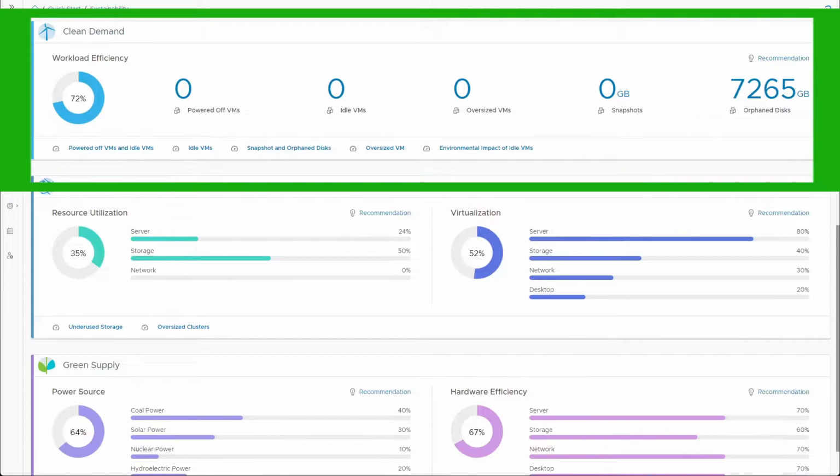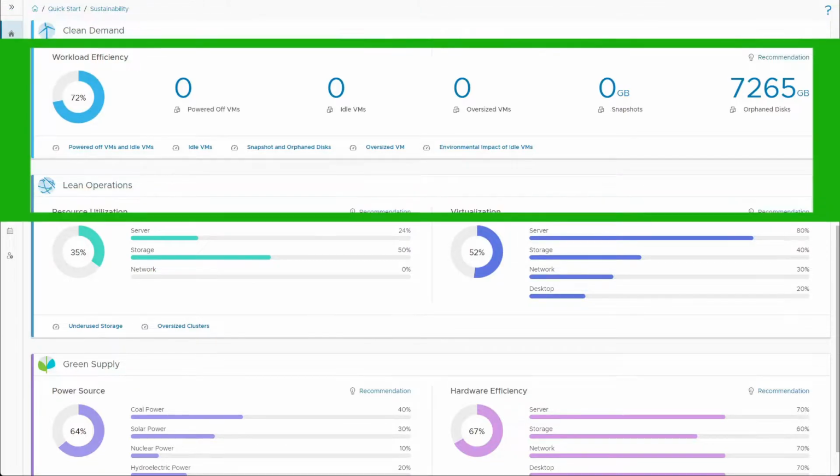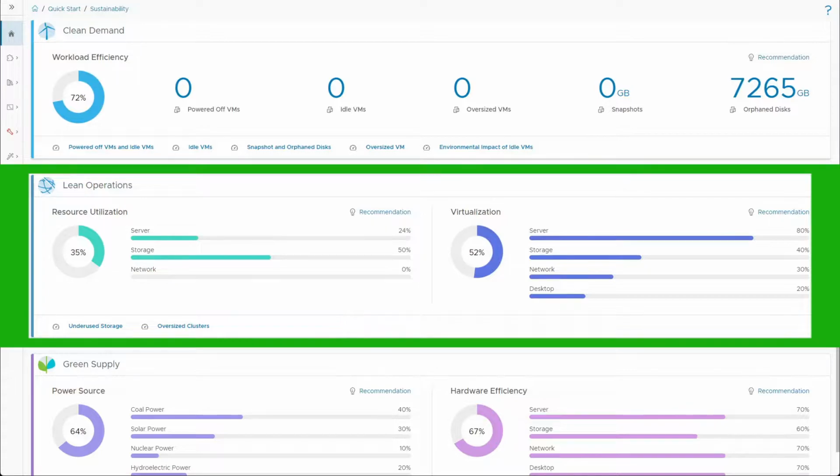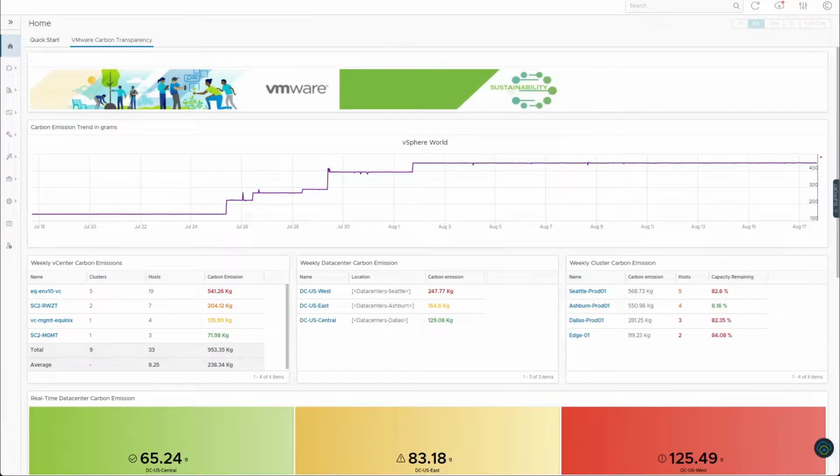Clean demand refers to workload efficiency, showing you powered off, idle, and oversized VMs, as well as snapshots and orphan disks that can be deleted. Lean operations shows you if you are using your virtualization environment to its full potential and how much of your workload is actually virtualized. Green supply breaks down where your power is coming from and how efficient your hardware is. Remember, newer hardware is more efficient than older hardware.